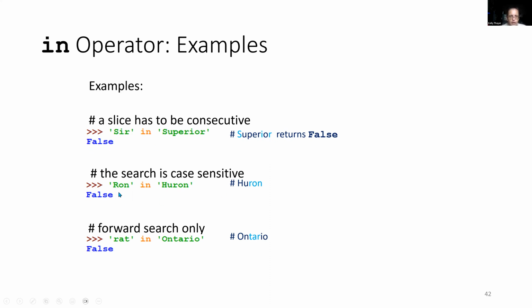The search is going to be case sensitive, so we could say is Ron in Huron, and well, it's right there, R-O-N, but the case is wrong, so it will be false. It will only do a forward search. Can you find a rat in Ontario? Oh, there it is, R-A-T, but that's backwards. So you're going to also get a false for this one.